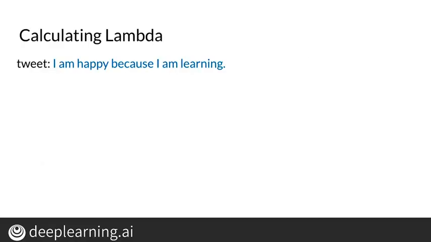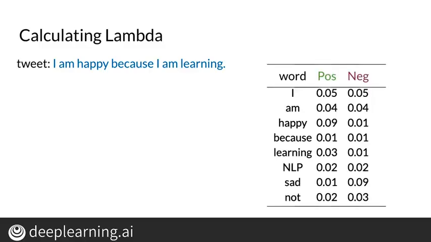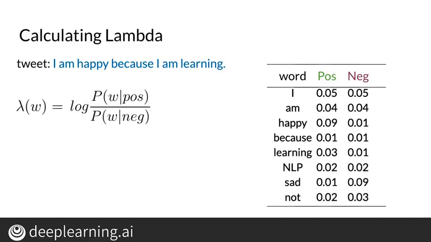Let's use this method to classify the tweet: I'm happy because I'm learning. Remember how you used the naive Bayes inference condition earlier to get the sentiment score for your tweet. Now, you're going to do something very similar to get the log of your score. What you'll need to calculate the log of the score is called the lambda. This is the log of the ratio of the probability that your word is positive, divided by the probability that the word is negative.